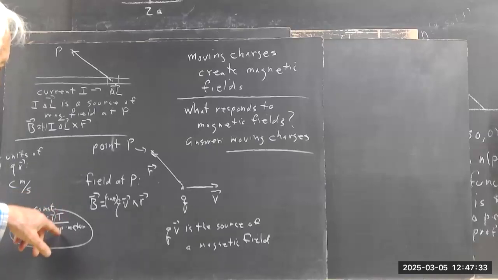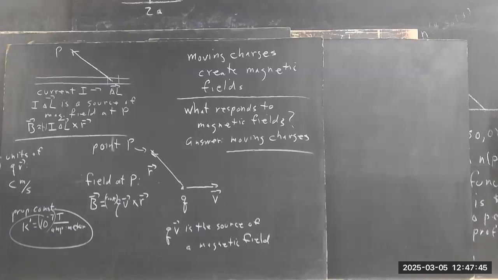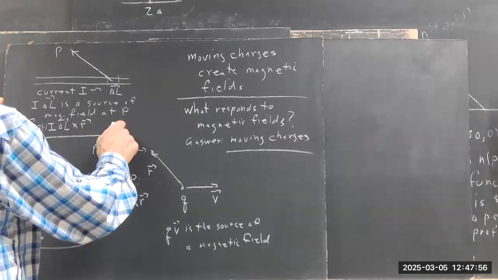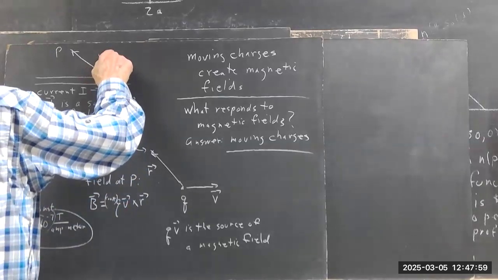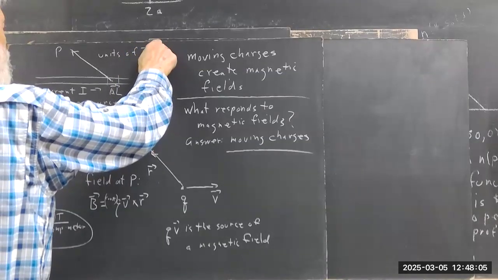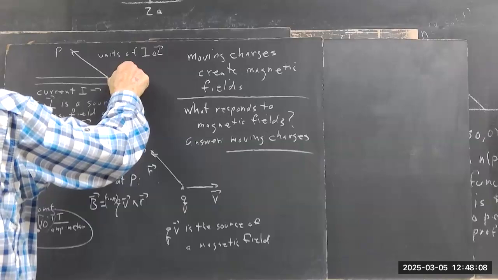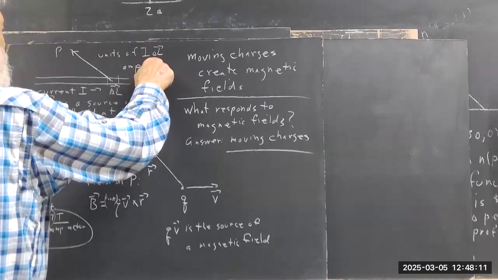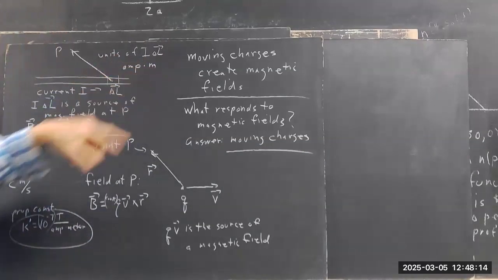K prime's 10 to the negative seventh Tesla per amp meter. What's an amp meter? First of all, the units of QV are coulomb meters per second. Here, you have to find out the units of amp meter.